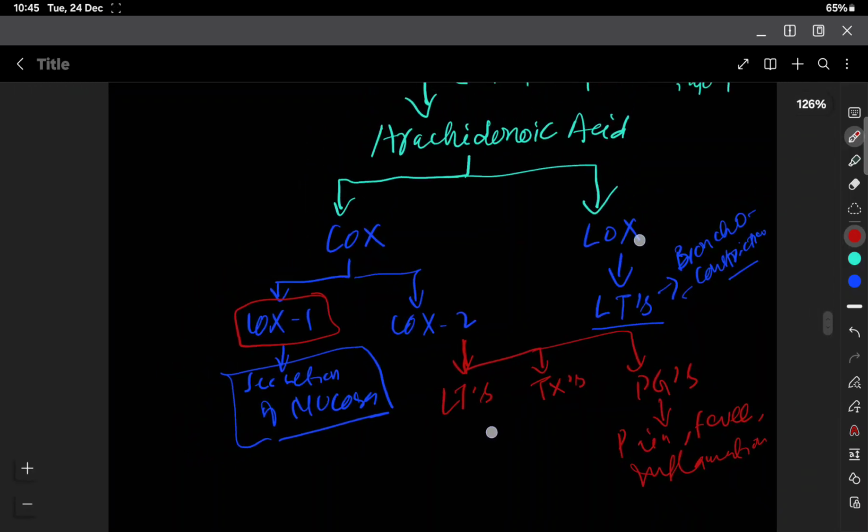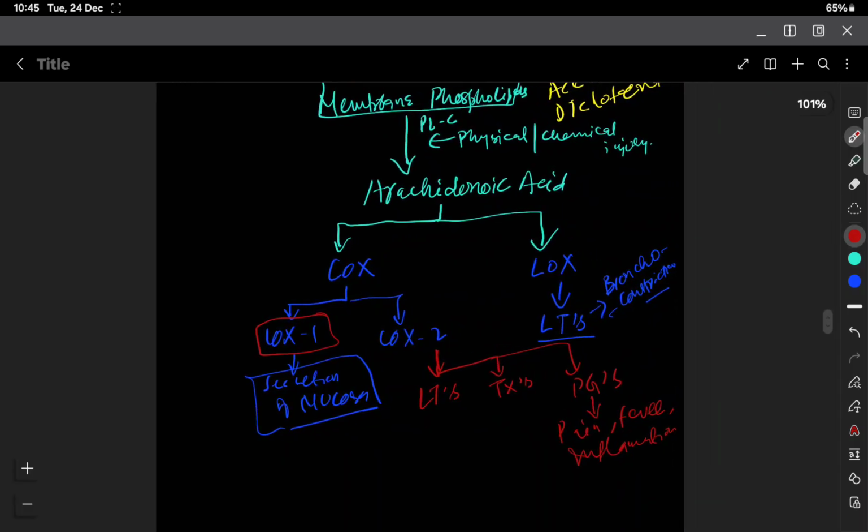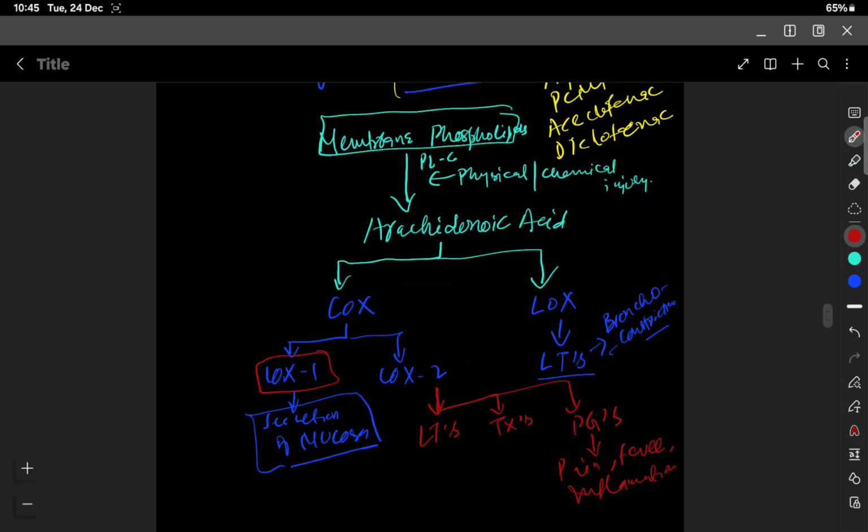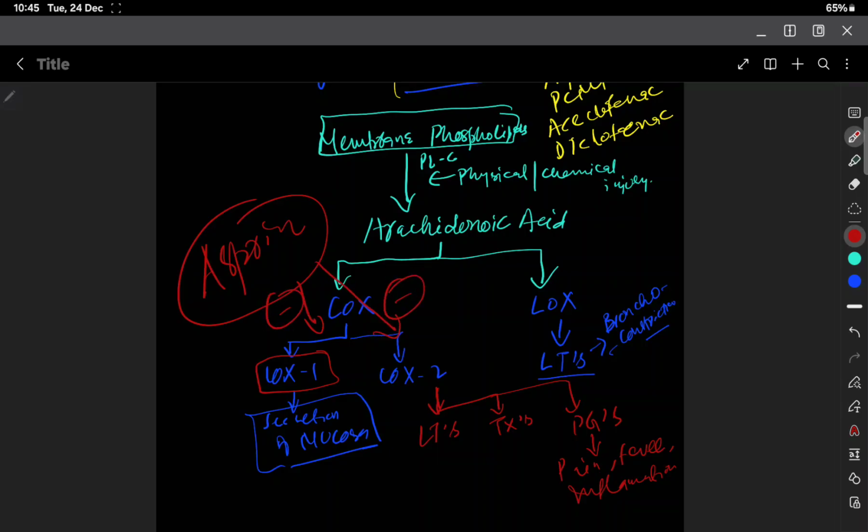Now I have to explain the action of aspirin, how aspirin acts on our body. Aspirin inhibits both COX first and COX second. That's why aspirin has one side effect: it causes gastrointestinal or gastric ulcers. Why? Because it also blocks COX first, which helps in the secretion of the mucosa. If the mucosa is not secreted, the acid will directly affect the stomach, which causes gastric ulceration.